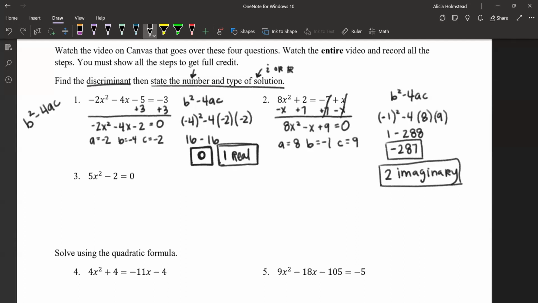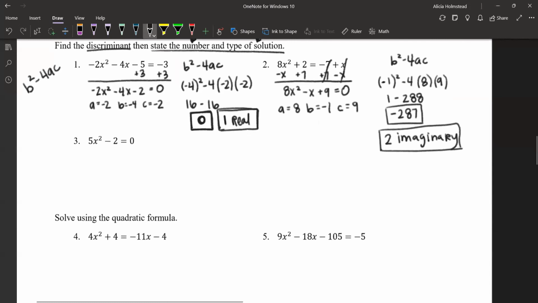All right, one more of those. So this one's a little bit different, just because we don't have all 3 terms represented, but it's equal to 0, so we don't need to move anything to the other side. We just need to identify what is what. So the thing in front of the x squared is our a. So for this one, it's going to be 5.